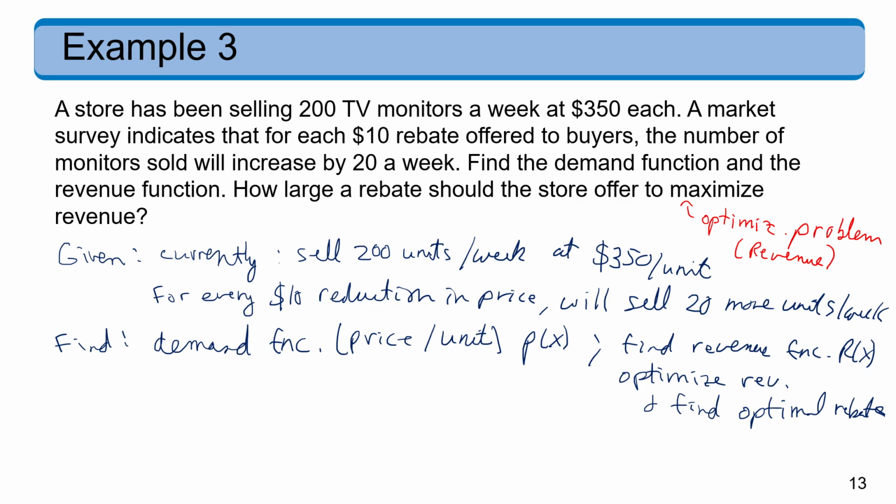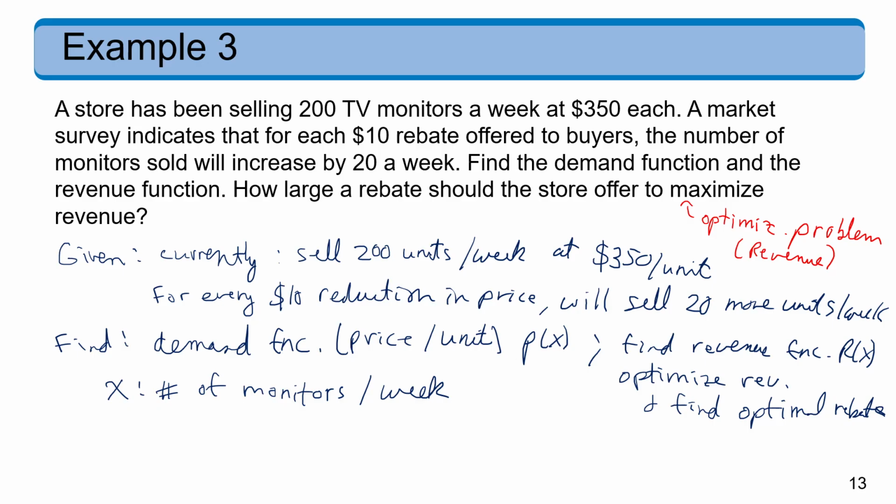So we've already introduced the P of X and R of X. We didn't really say what X is, right? So X, just like we were discussing in the background, is the number of units. In this case, it's the number of TV monitors. And it's per week, right? Number of monitors produced and sold per week. Okay, so that is step 3.